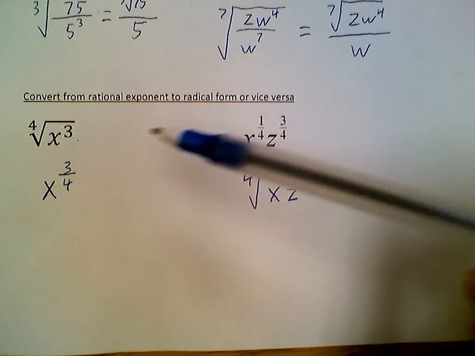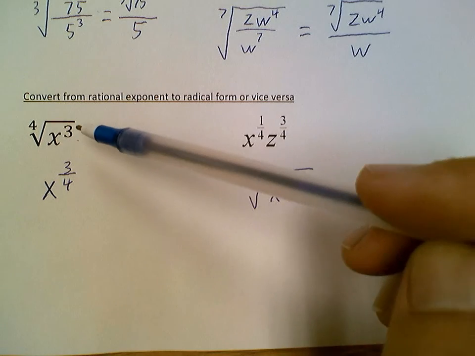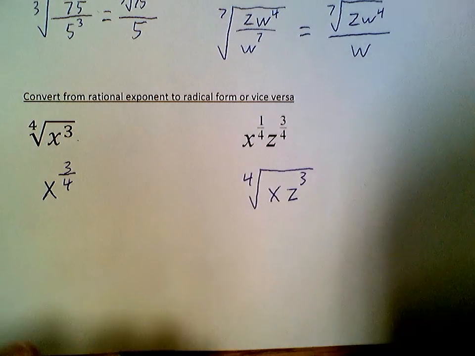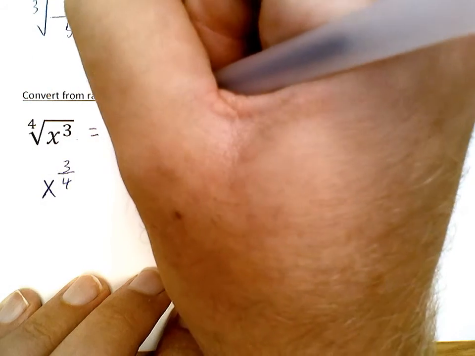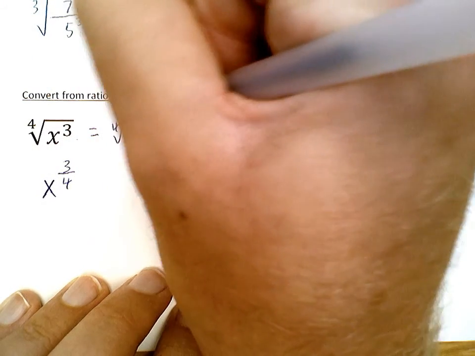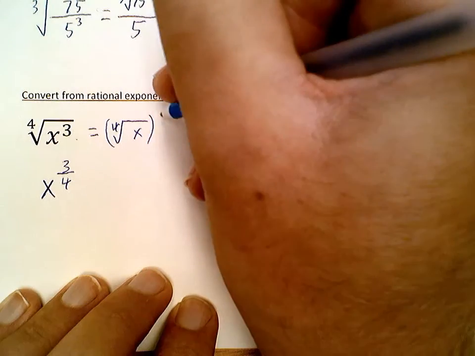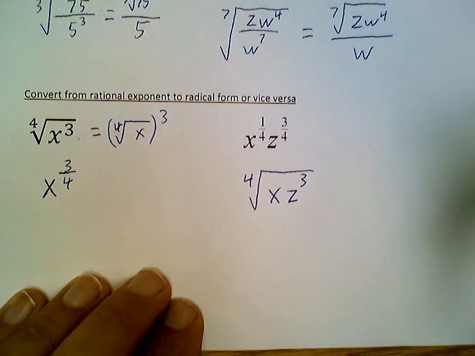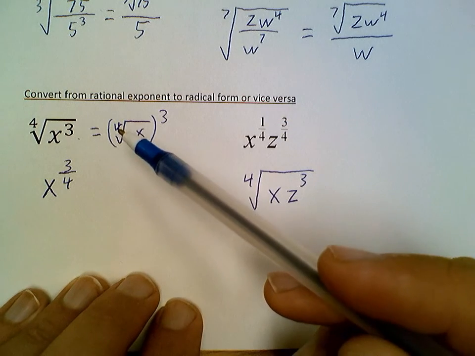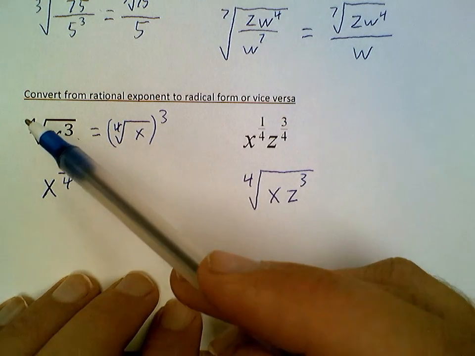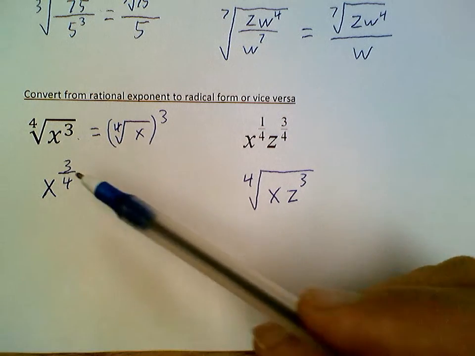Oh, one other thing I wanted to point out real quick too, going back to this first example, I've got the fourth root of x cubed. This could also be written as the fourth root of x, the whole thing being cubed. In other words, it doesn't really matter if you take the root first and then the power, or the power first and then the root. They're both the same thing.